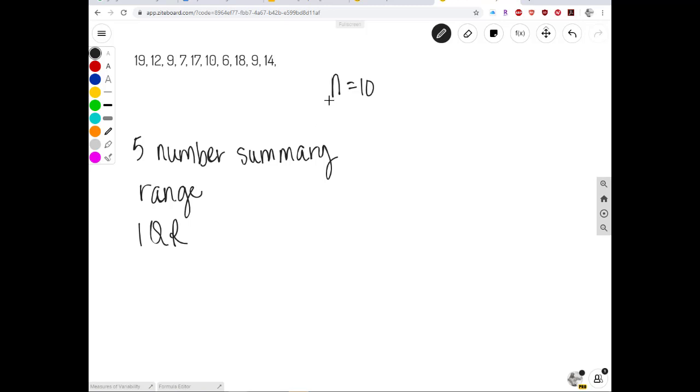Okay, so first thing I need to do is I need to put this in order. So I'm going to see if I can put this in order over here. I believe that the lowest number is 6. Let's scratch that one out. Then I think I see 7. Then 9 is here twice. 9, 9. Then 10 and 12.